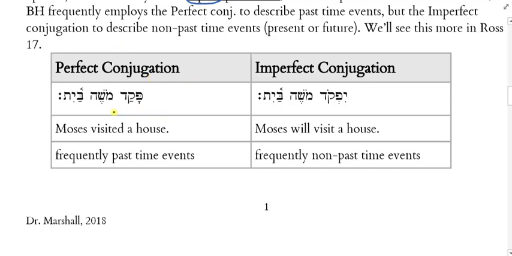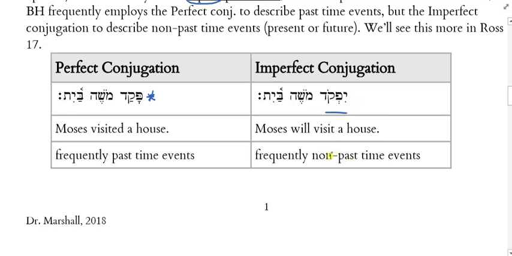And we have Pakad Moshe Bayit. Moses visited a house. So visited, Moses, subject, a house, direct object. Here, we're translating Pakad, which is a perfect conjugation verb in Hebrew, as a simple past time action, because in the perfect conjugation, that is commonly the case. The imperfect conjugation, and you don't know this form yet, but it uses prefixes instead of suffixes only to indicate the subject. Yifkod Moshe Bayit, same sentence structure, except I have an imperfect form right here. This means Moses will visit a house.